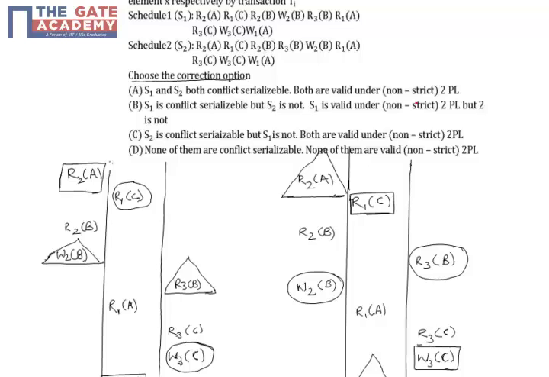In the two-phase locking protocol, we acquire a lock before accessing the data, and a lock is not simultaneously held by multiple transactions, and once a transaction releases a lock, it cannot acquire any lock further. This can be easily validated by looking at the timeline of schedule S1. So the correct answer to this question would be option B. Thank you.